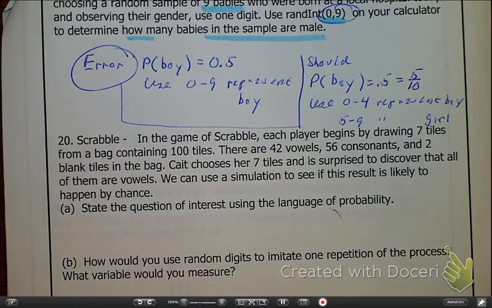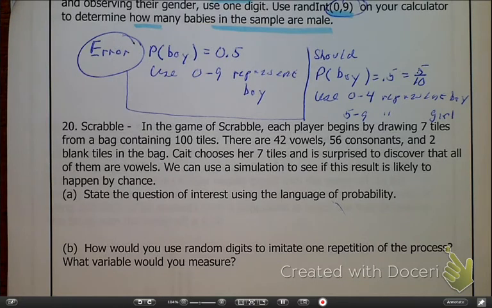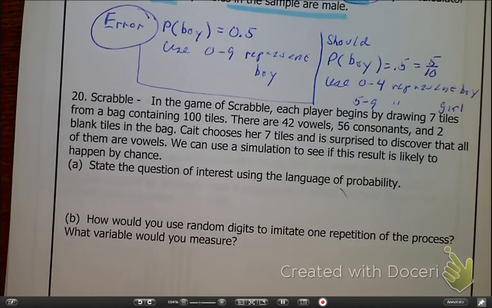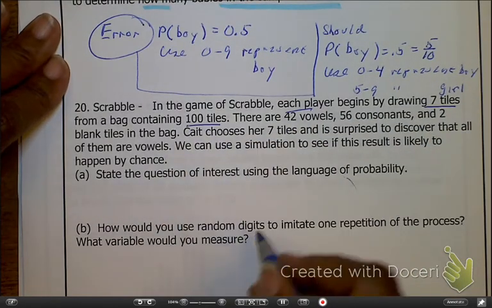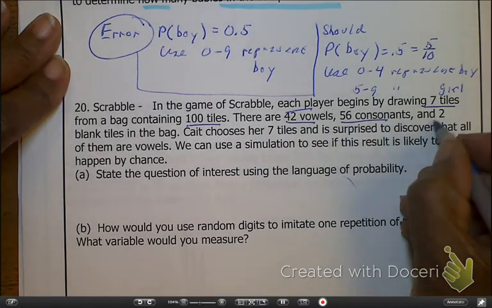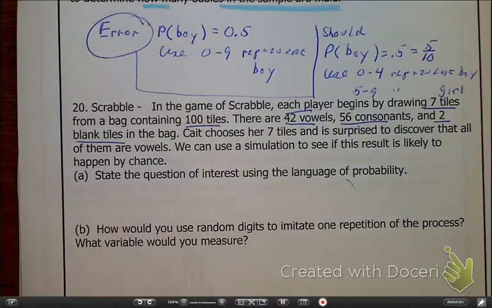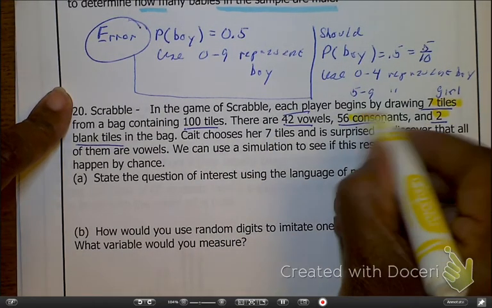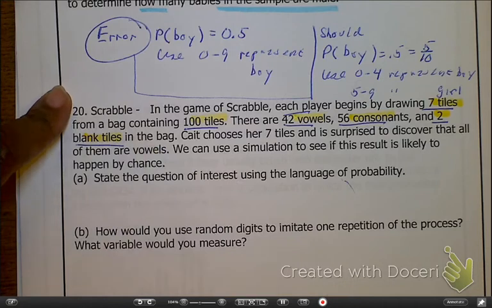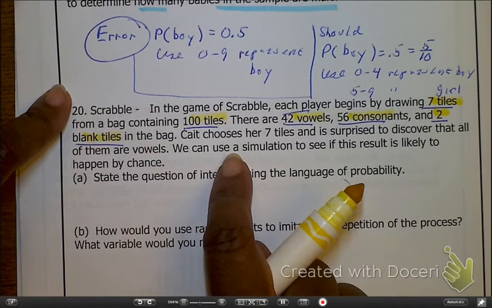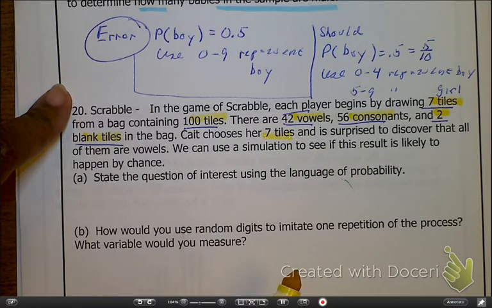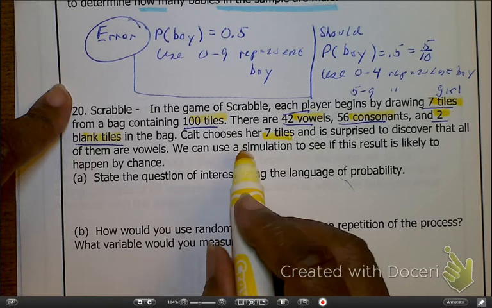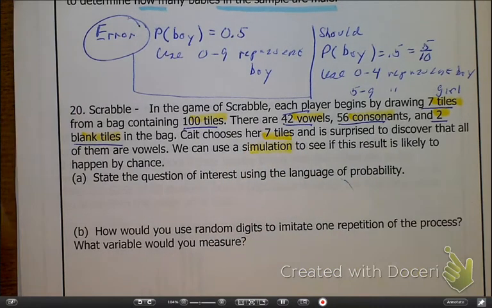We have Scrabble, and we have the Scrabble game. Each player draws 7 tiles. We have 100 tiles: 42 are vowels, 56 are consonants, and 2 are blank tiles. Let me pull up my highlighter. So Kate wants to choose 7 tiles, and as she chooses 7 tiles, she is surprised to discover that they're all vowels. We can use a simulation to see the results.